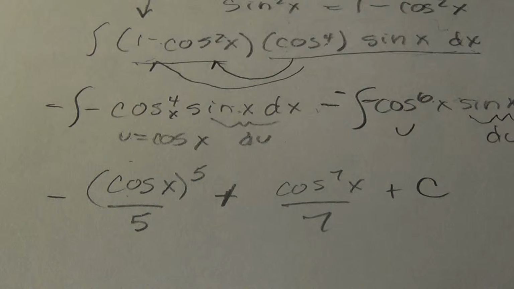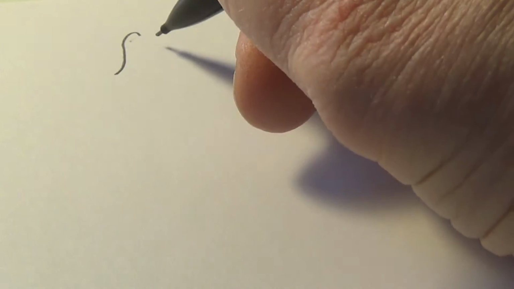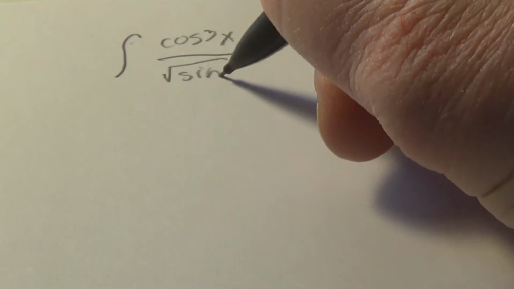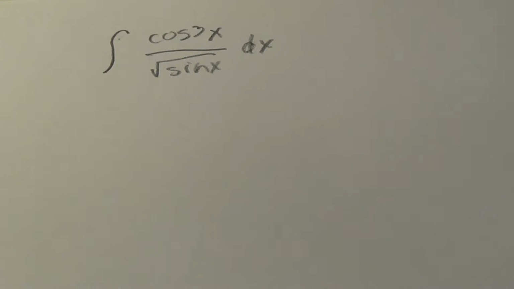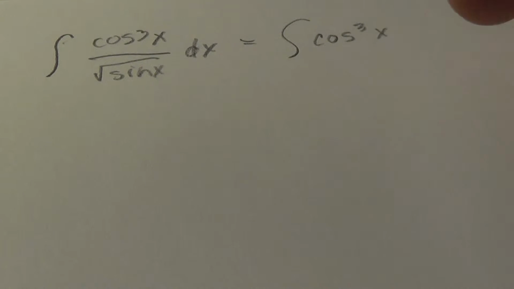We did one other example, and I will show you that example now and give you the assignment. All right, another paper. All right, the other example looked like this: cosine cubed x over square root of sine x dx. We began this one by rewriting it so that the sine was up in the numerator, but it's going to take on the exponent negative 1/2.